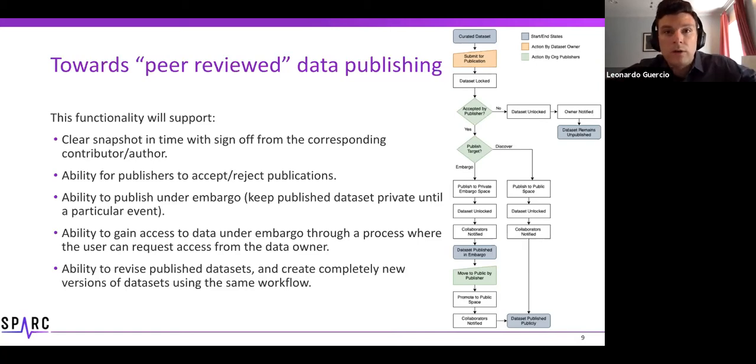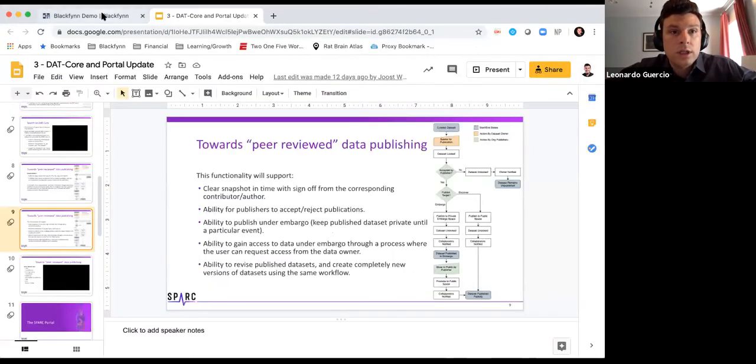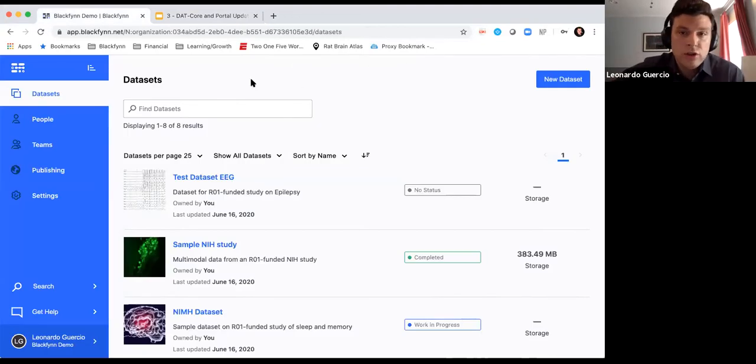Now I'll switch over to what this actually looks like. This is our test environment. If you sign into the SPARC Consortium org, it's going to look very similar, but this is a different organization that we use for demoing. As I mentioned at the start, the data submission process up until the publication point is unchanged. The only change I'm going to walk through is once a data set is ready for publication to a public space, like the SPARC portal.